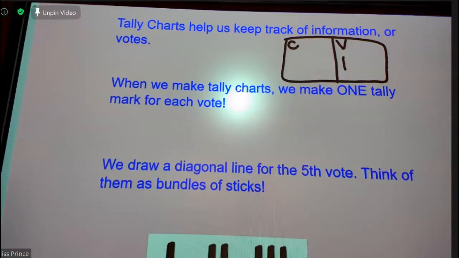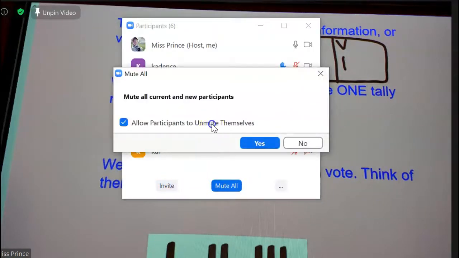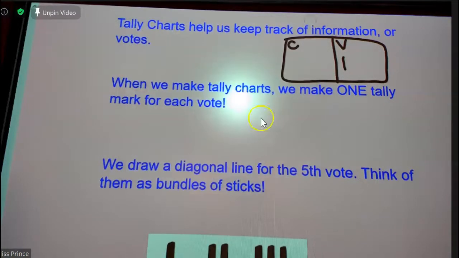Eli, do you like chocolate or vanilla? You're muted, my friend. Okay, try again. Try unmuting again, Eli. Vanilla.